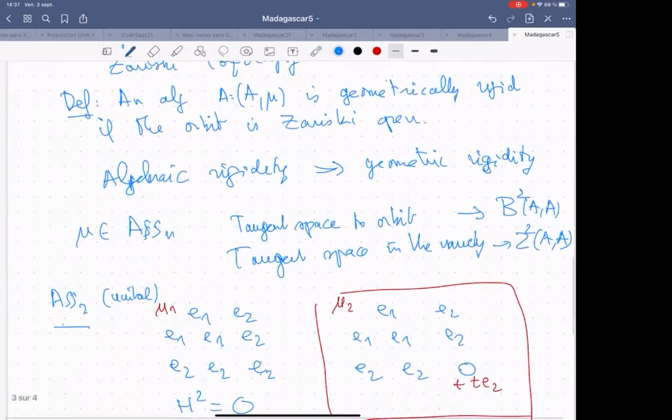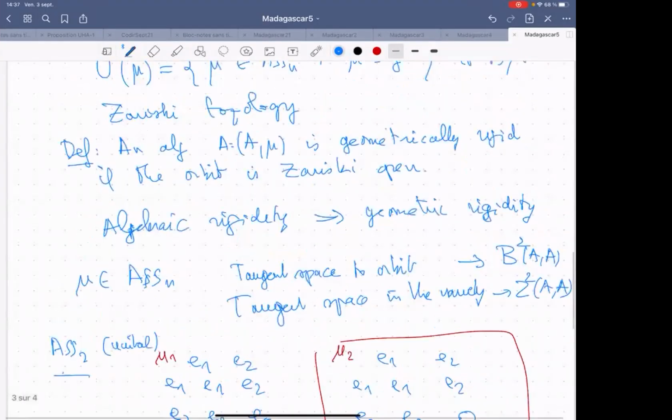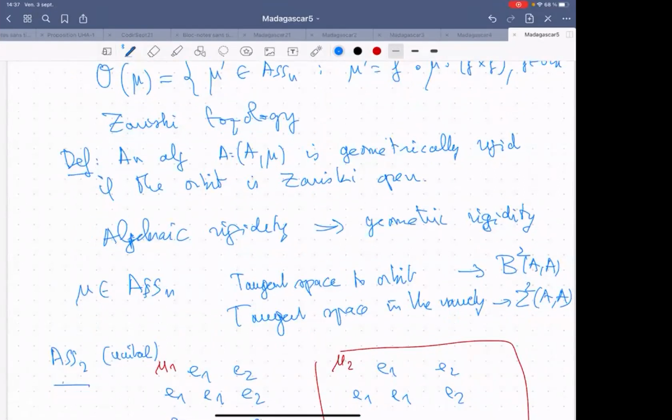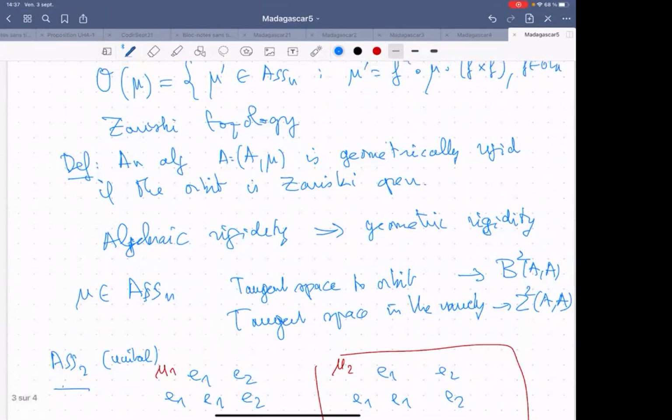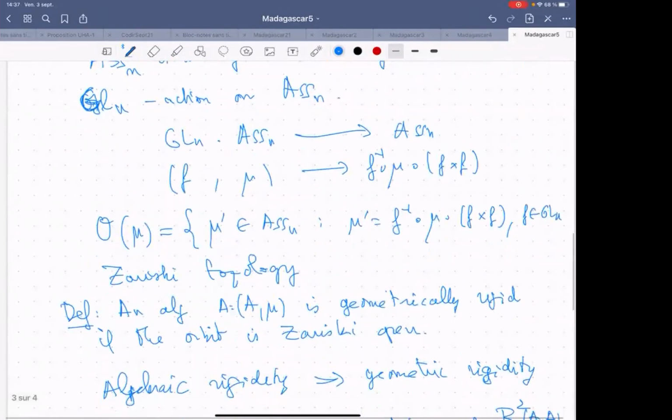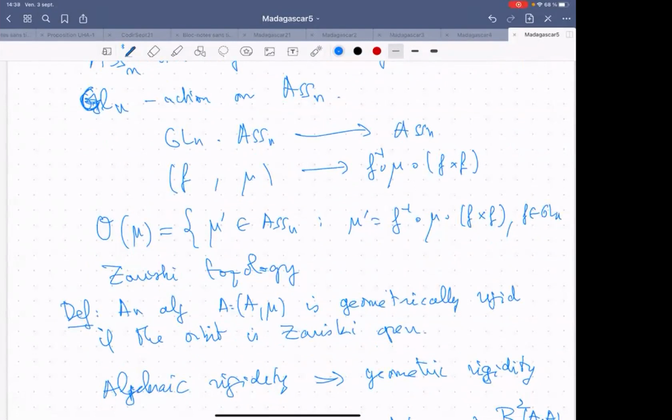In fact, I mentioned that an algebra of dimension n could be seen as an algebraic variety embedded in K to the power n cubed. And they are defined by the polynomials I mentioned here. And we define an orbit in order to compare and to identify two points in this case, in K to the n cubed, which correspond to two isomorphic algebras.